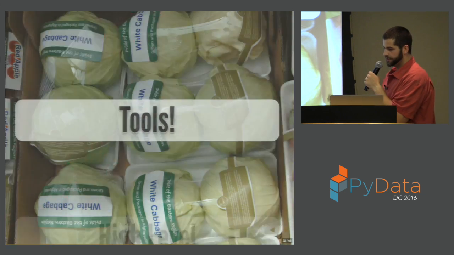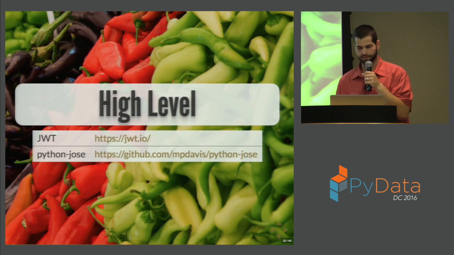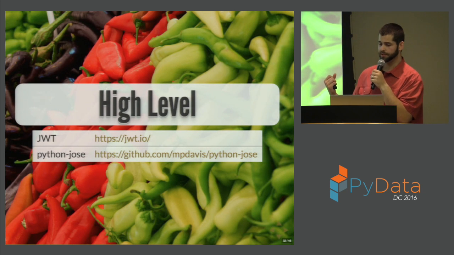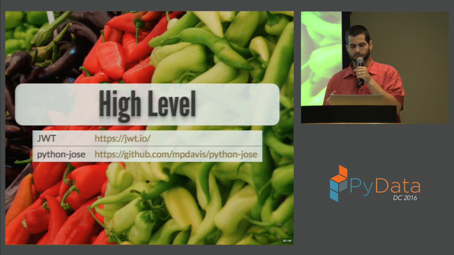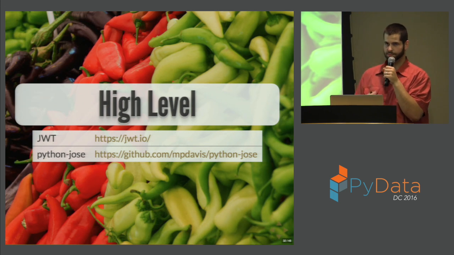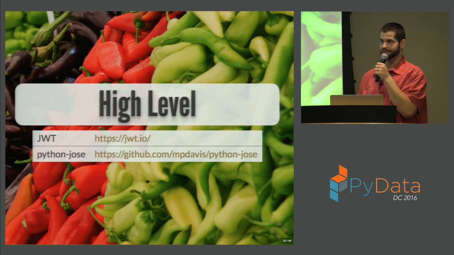But some high-level tools. So there's this new thing, JWT, JSON Web Token. It's kind of new. It's mostly for server-to-server communication stuff. But it's really nice because the standards provide great ways to do encryption on JSON. Or JSON if you prefer.